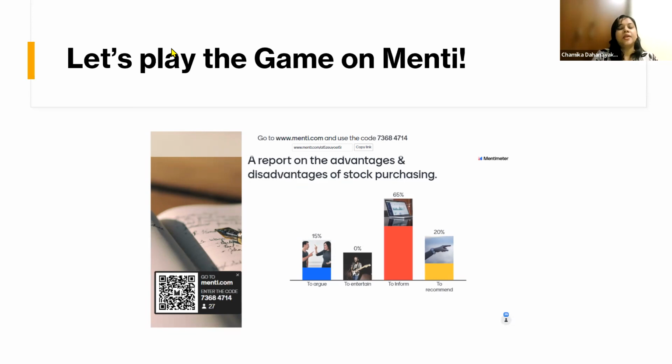If you don't understand why you are writing a document, your entire communication process collapses. 65% of you have correctly identified that when the management asks you to write a report on advantages and disadvantages, they are asking you to give them information about the good and the bad of stock purchasing. They don't want you to give them ideas or proposals or decisions about what to do, what not to do.